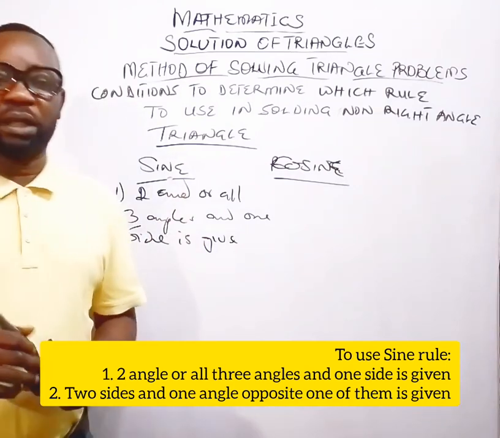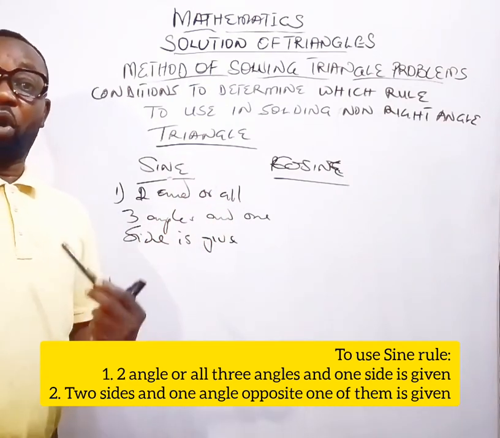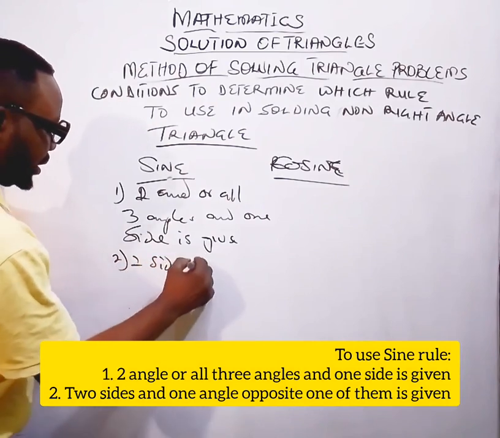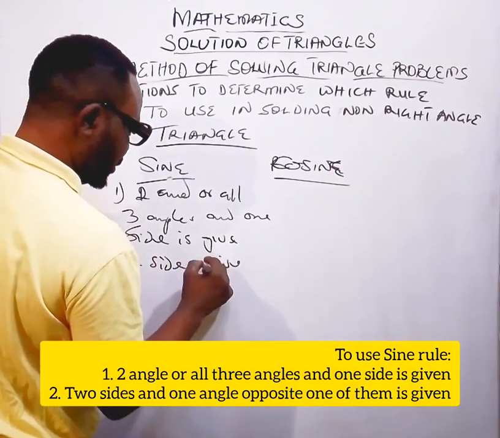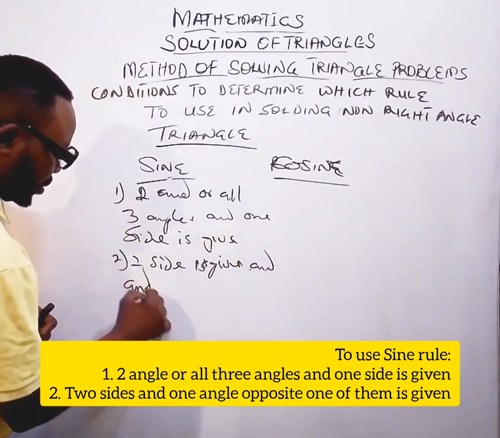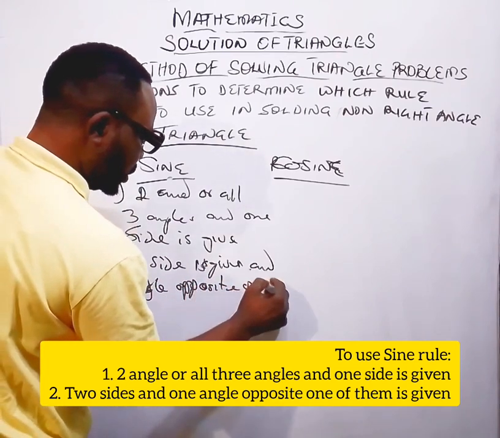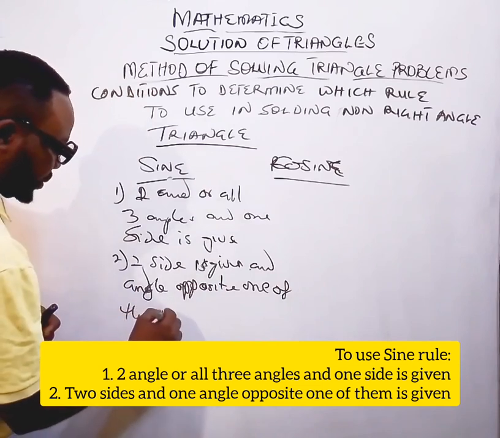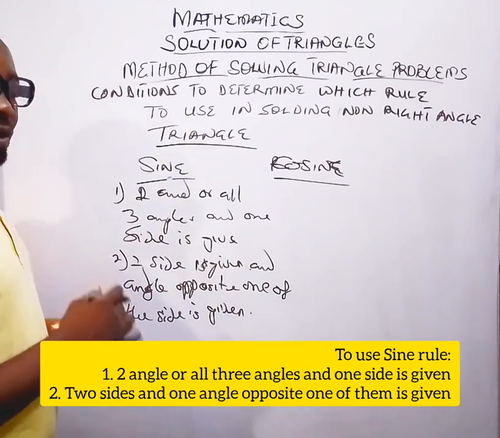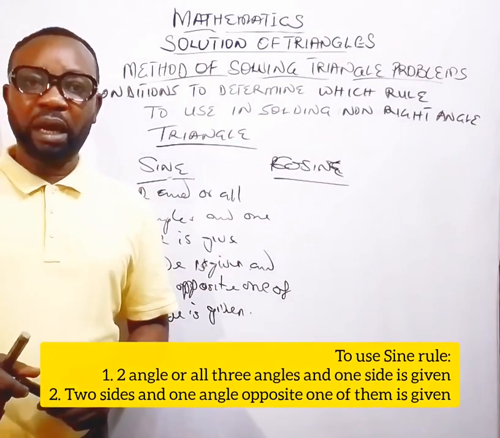Another condition is when two sides and an angle opposite to one of the sides are given. That is another condition you will meet in making use of the sine rule.